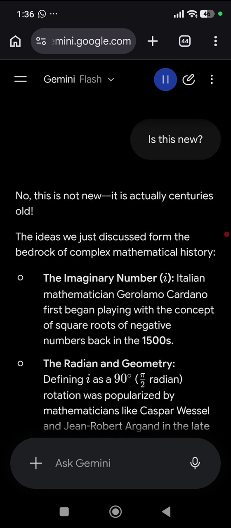No, this is not new. It is actually centuries old. The ideas we just discussed form the bedrock of complex mathematical history.